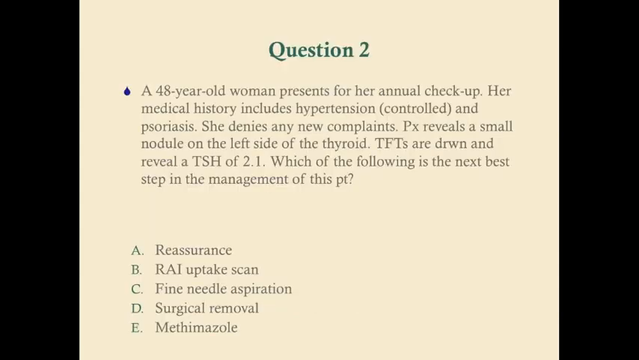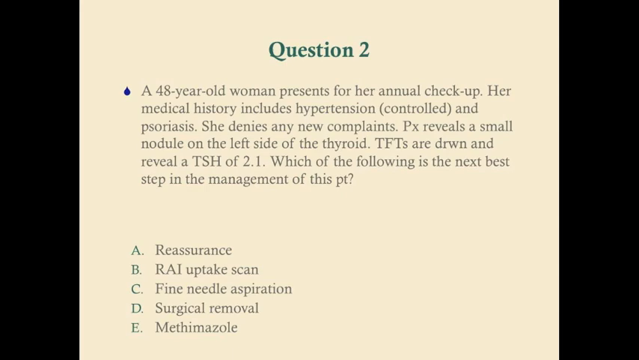Okay, question 2. A 48-year-old woman presents for her annual checkup. Her medical history includes hypertension, which is controlled, and psoriasis. She denies any new complaints. Physical exam reveals a small nodule on the left side of the thyroid. Thyroid function tests are drawn and reveal a TSH of 2.1, which is normal. Which of the following is the next best step in the management of this patient? A, reassurance, B, RAI uptake scan, C, fine needle aspiration, D, surgical removal, or E, methimazole.